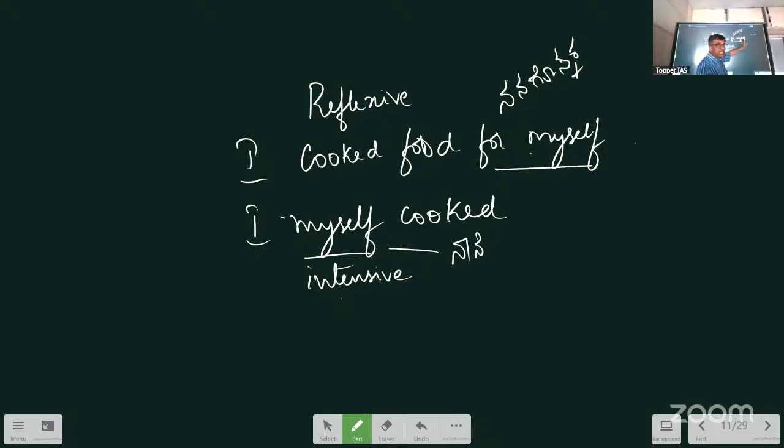But you cannot use any other reflexive pronoun. You cannot say I cooked for himself. Wrong. The reflexive pronoun used must be a reflection of the subject only. You cannot use any other reflexive pronoun. Where it is he, you can only use himself. Where it is she, you can only use herself.